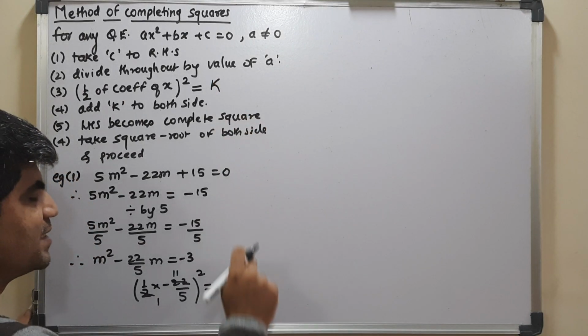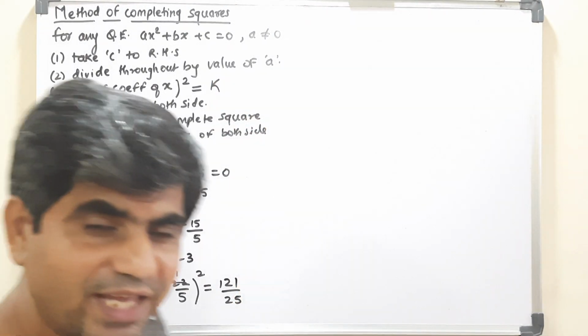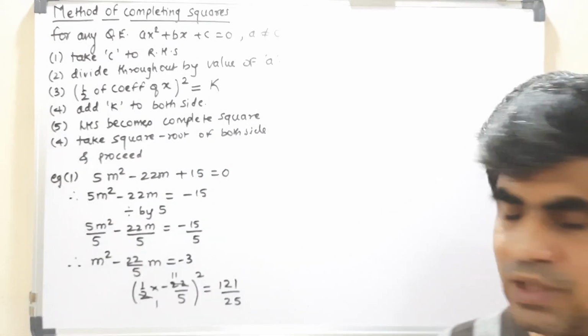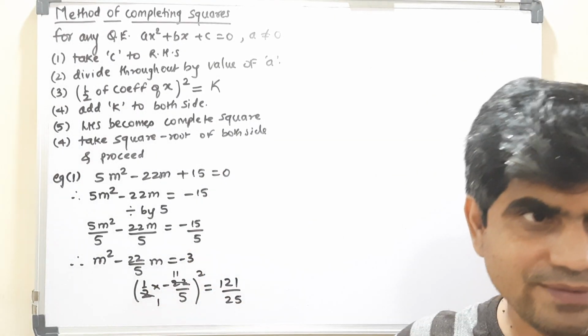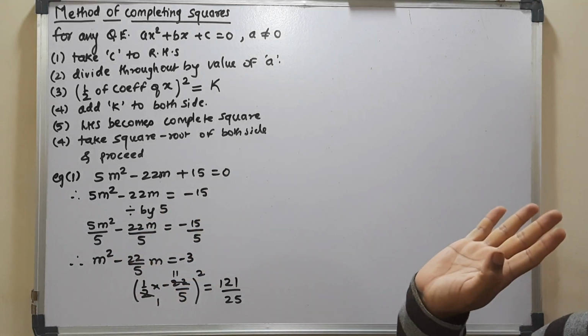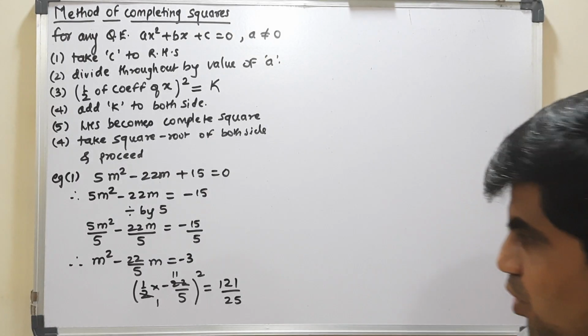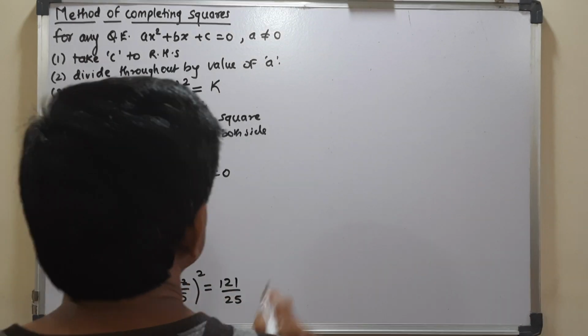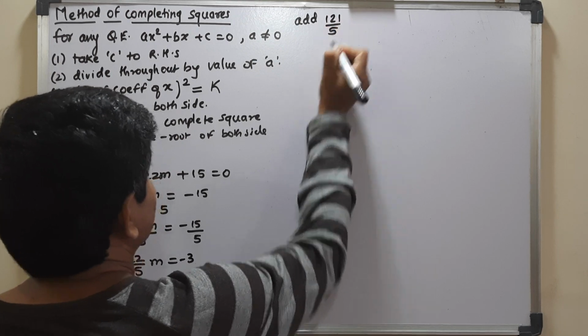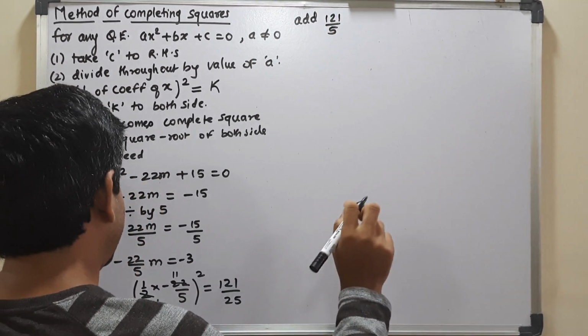This is what I call k. That means the value of k right now is 121 by 5. So this value which I got now, I will add to the left side and to the right side also. That is, I will add to both sides. So what I get here is, add 121 by 5 to both sides, that is not needed to write.